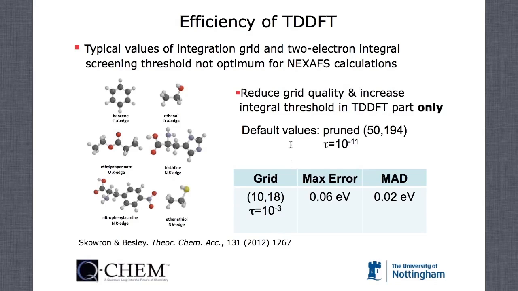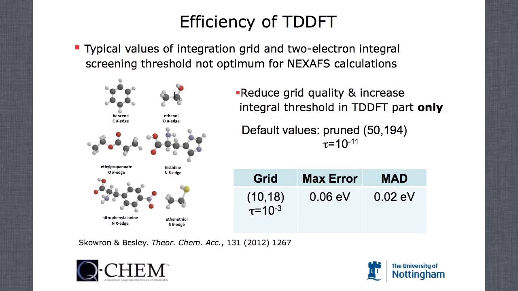And to cut a long story short, what we've found is you can actually reduce the quality of your integration grid and your two-electron integral threshold within the time-dependent DFT part of the calculation. And this has a surprisingly small effect on the actual accuracy of your answers compared with if you use standard parameters. So let's spell this out.